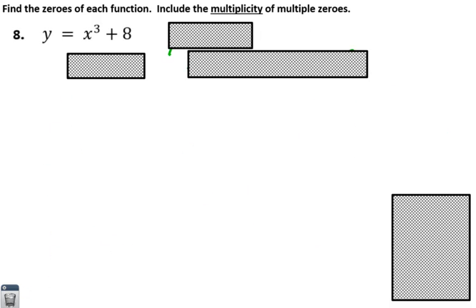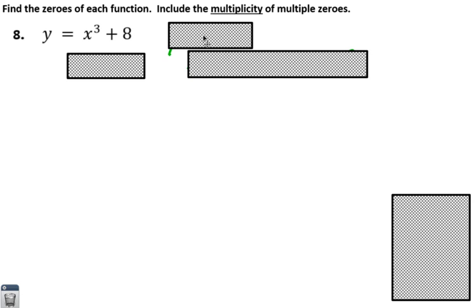Number 8. Okay, number 8, same directions, even though it's the back of the paper. So once again, it's possible you could go on your graphing calculator and look for intercepts, but I guess we'll see. I'm going to try to factor this if possible.